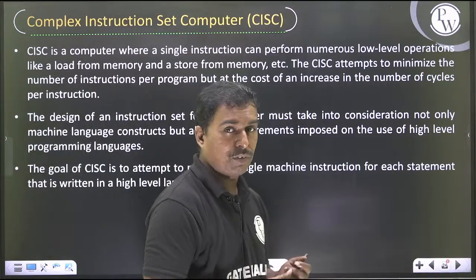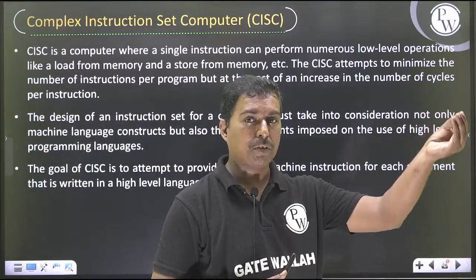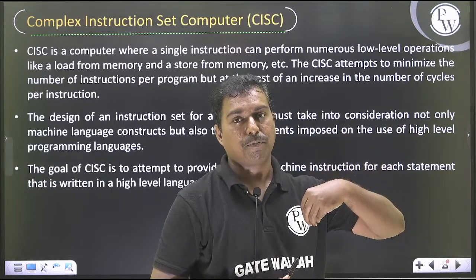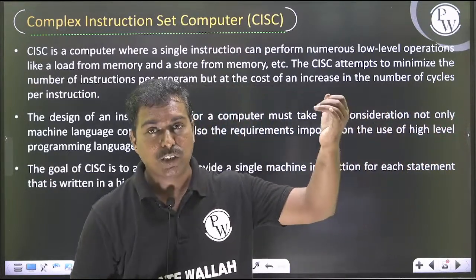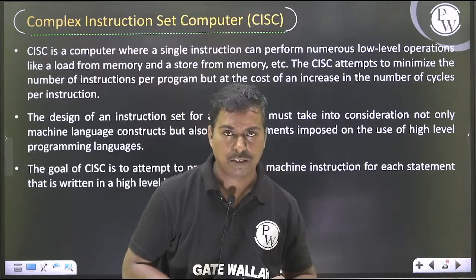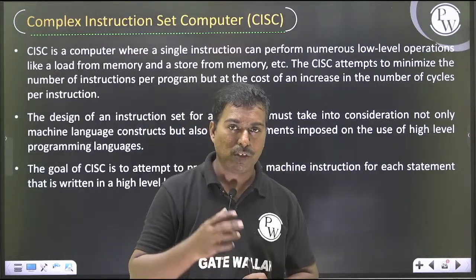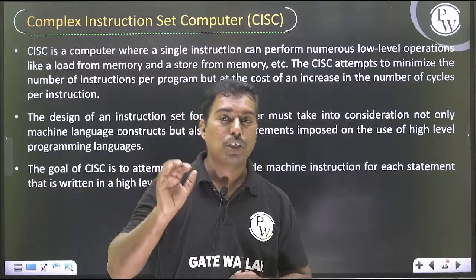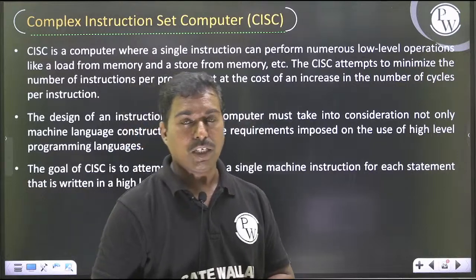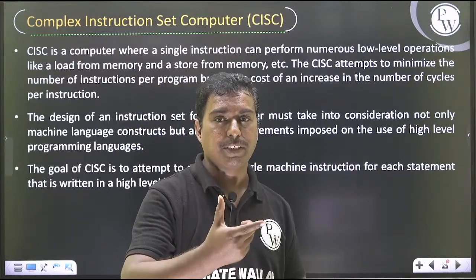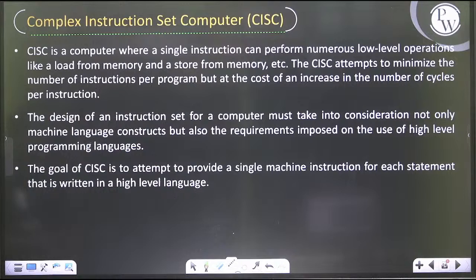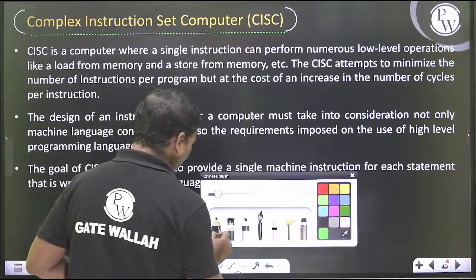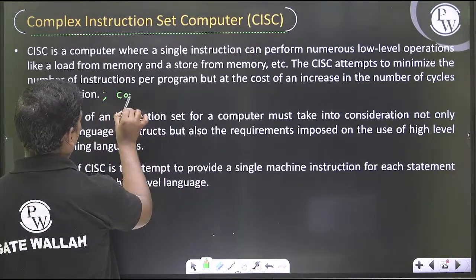For example, in load from memory, first we have to access the memory, and from there we have to read something into the register. So first memory fetching is there, उसके बाद memory reading is there. So there are 2 level operations. Similarly, store into the memory also has 2 operations. First आपको memory को fetch करना, उसके बाद उसमें write करना. So opcode fetch and इसके बाद memory write. The CISC attempts to minimize the number of instructions per program, but at the cost of increasing the number of cycles per instruction. So complexity of instruction will be more.